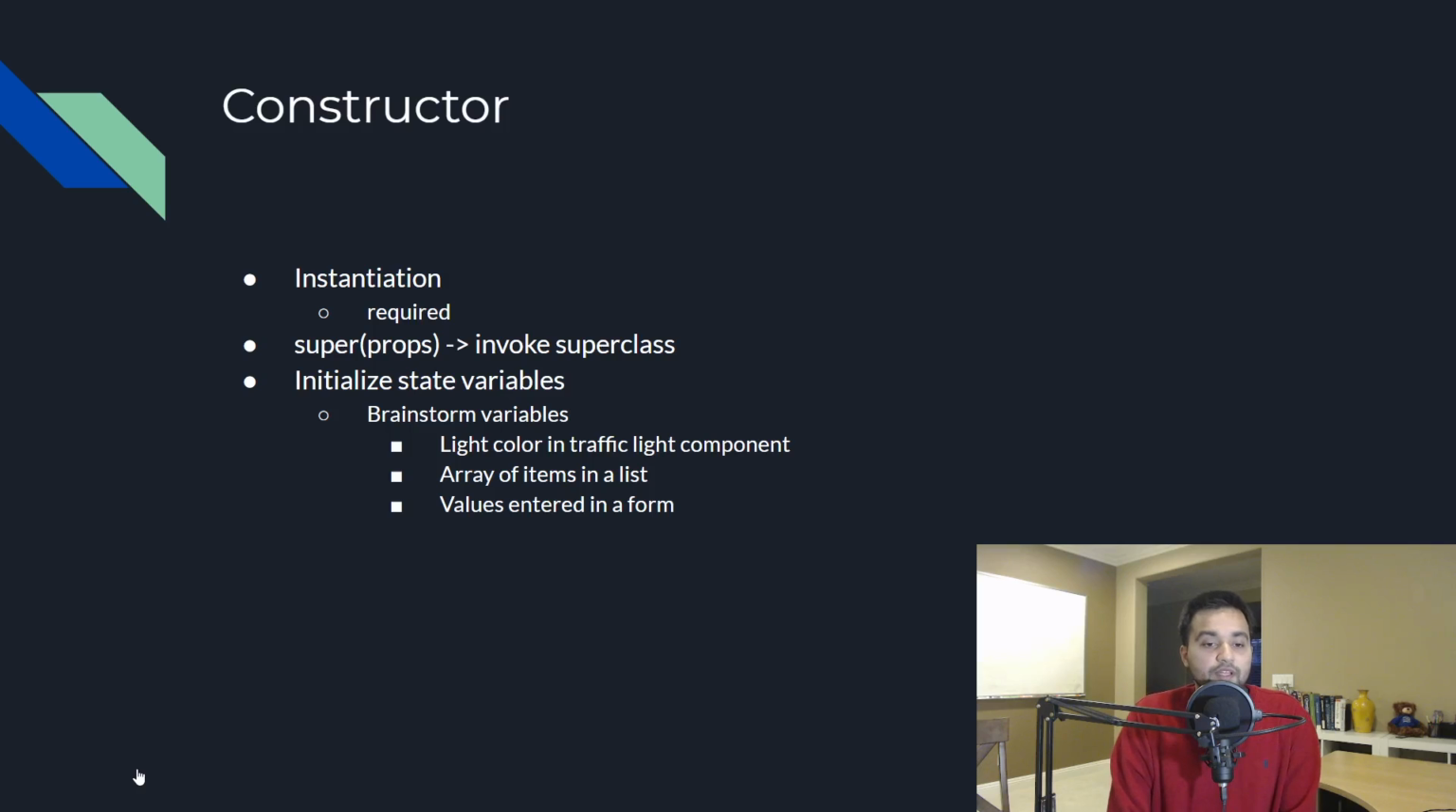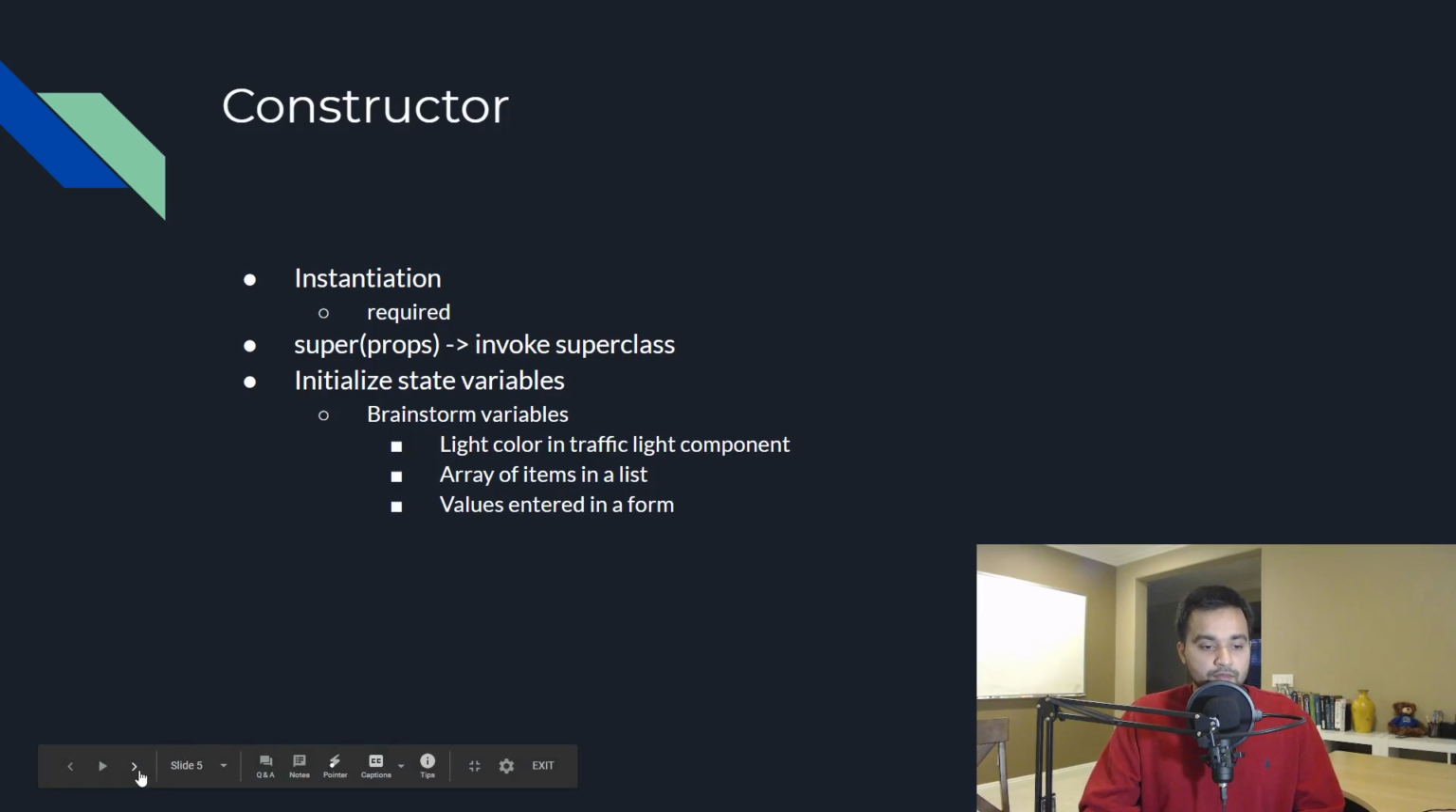So if I'm building a traffic light component, I want to keep track of the light color, right? If I have items in a list, then I want to initialize that array. If I have values entered in a form, I need to give the names of what those variables will be, and then change them as the user types in the form. Okay, so yeah, these are the kind of things you have to do in the constructor. It's just instantiation, super, and initializing your state variables.